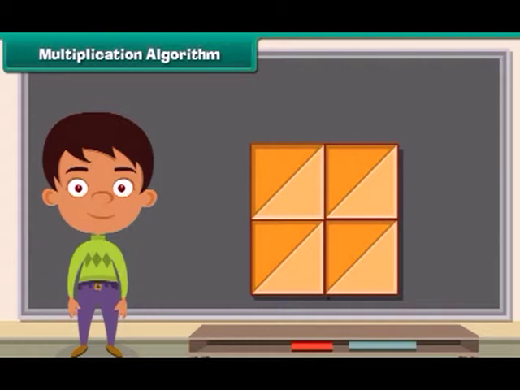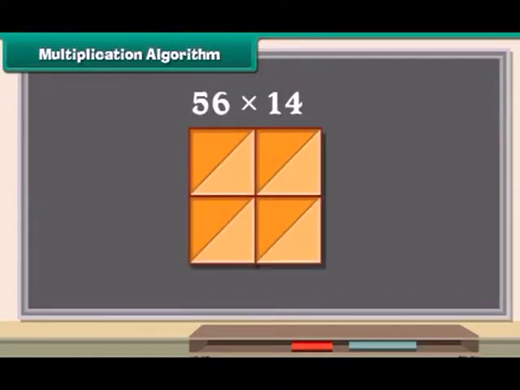Every cell in the grid is diagonally divided into 2. The upper triangle is for tens place and the lower triangle is for ones place. Let us now use this grid to multiply two-digit numbers. Multiplication algorithm. Let us multiply 56 by 14 using the lattice multiplication algorithm. Write 56 across the top and 14 at the side vertically.